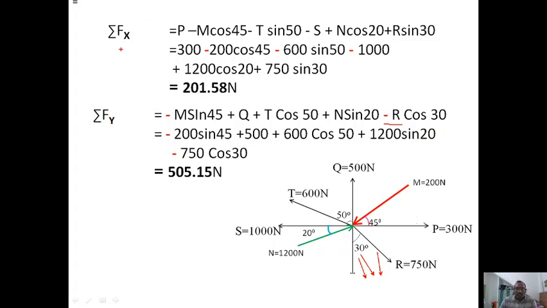And in the earlier equation of sigma f of x, we did not consider the q value. Now we consider the q value because it is purely in the y direction, right? And p is not considered, and s is also not considered in sigma f of y because they are on the x-axis or horizontal side. They are not vertical, or they are not inclined. So that is the difference generally while we are framing sigma f of x and sigma f of y equations, right? And solve for the solution. You get sigma f of y equal to 505.15 newtons.